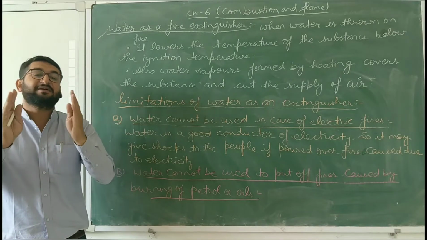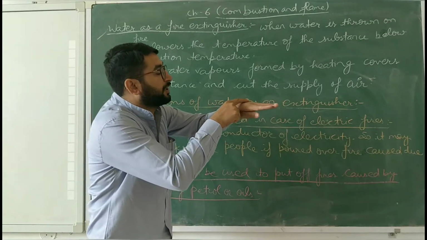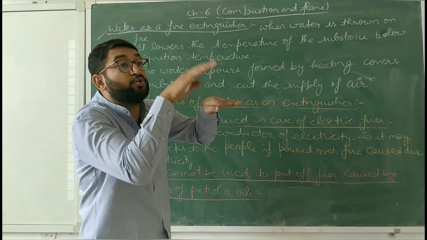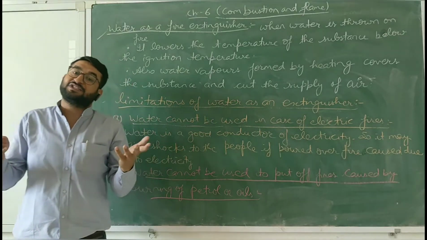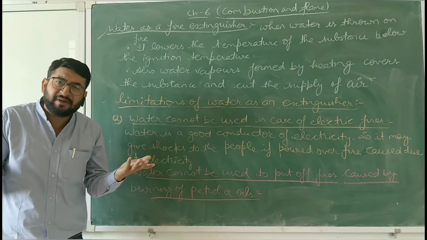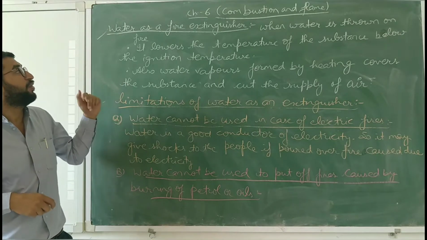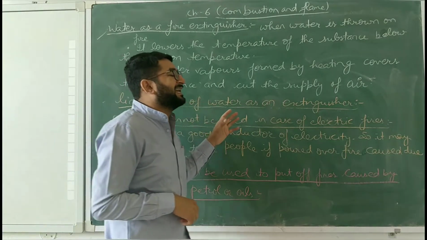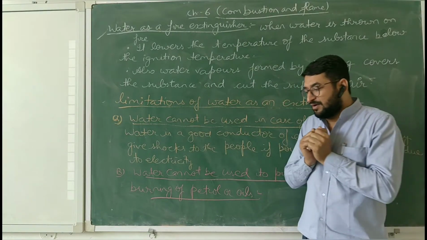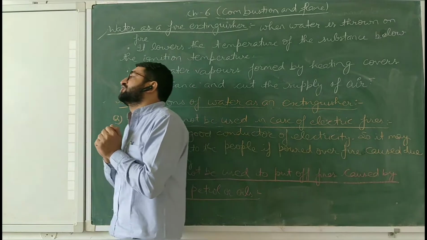When it has covered it, suppose a layer of water vapor comes over the combustible substance, then the contact of oxygen is broken and henceforth combustion stops. We broke the fire triangle ultimately. So that's how water will act as a fire extinguisher. But still, water has certain limitations.